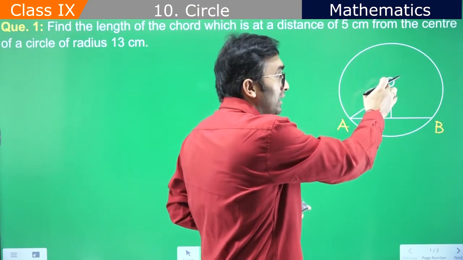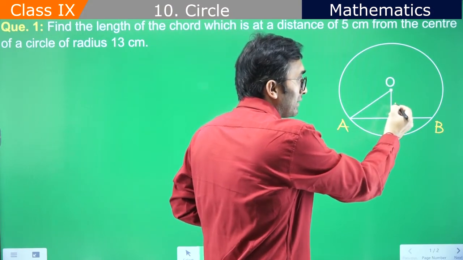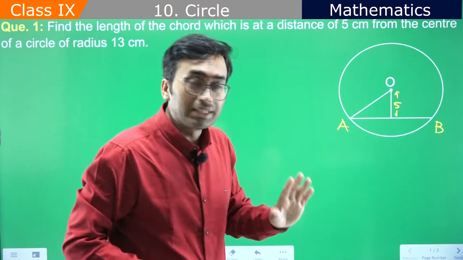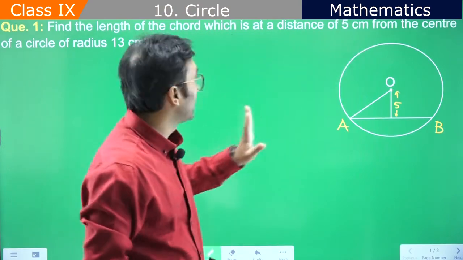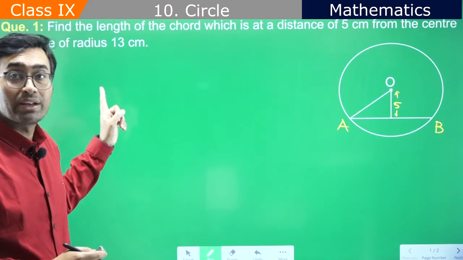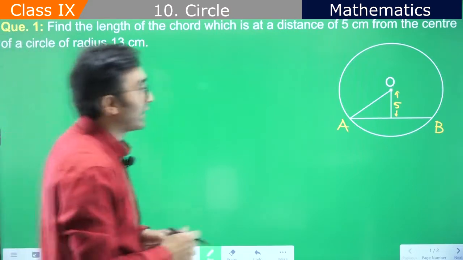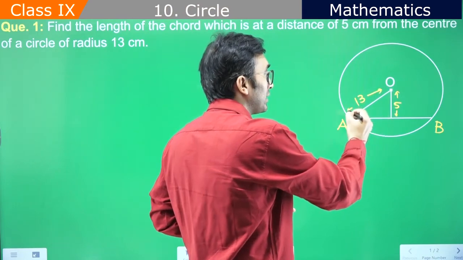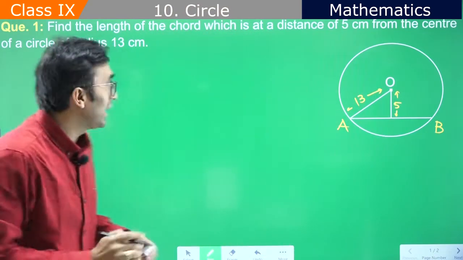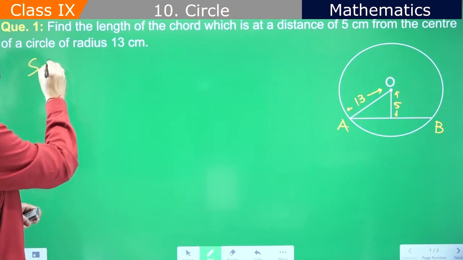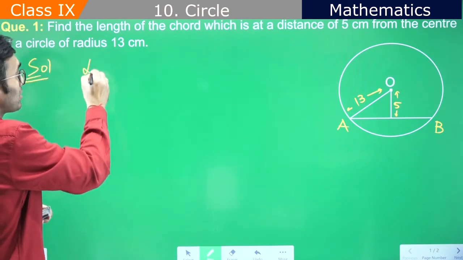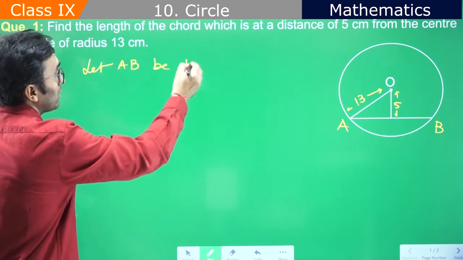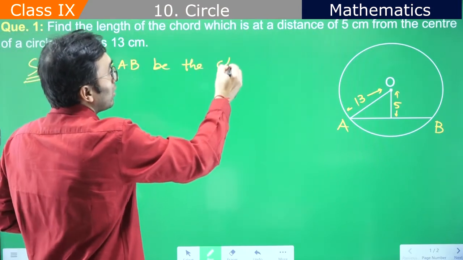This is the center. This distance is given as 5 centimeters from the center, and the radius is given as 13 centimeters. So we can mark the radius here, 13 centimeters. This is the radius given. Now we can write the solution. Let AB be the chord.